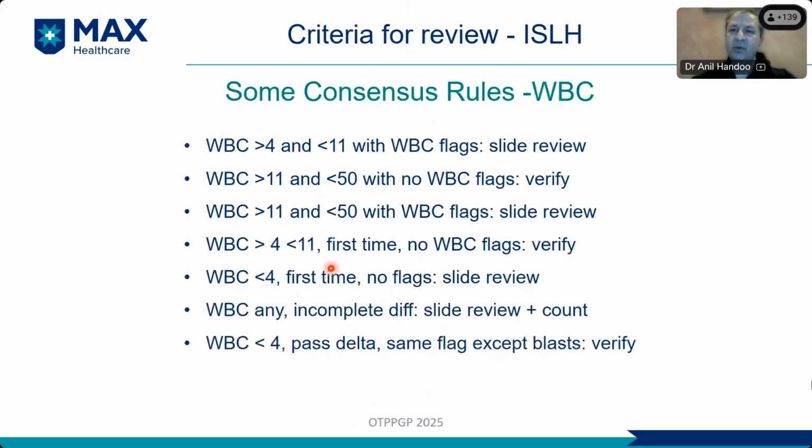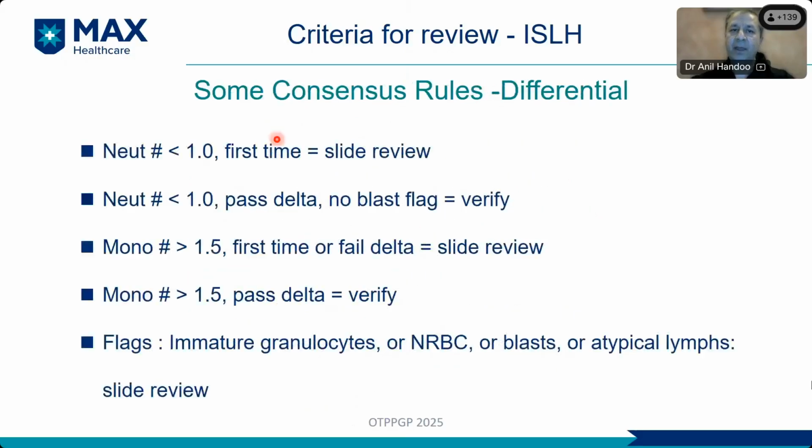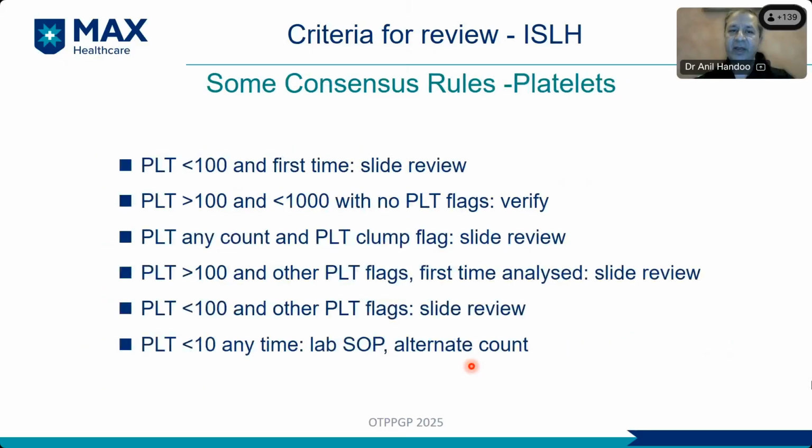So these are some of the rules which have come from the ISLH. You had a WBC of more than 4 and less than 11,000 with a WBC flag. Similarly, so many other rules. I'll not get into details of this. Again, neutrophil absolute count of less than 1,000, if it's coming for the first time, they would do a review, or an immature granulocyte flag, or an NRBC flag, or an atypical lymph flag, etc.